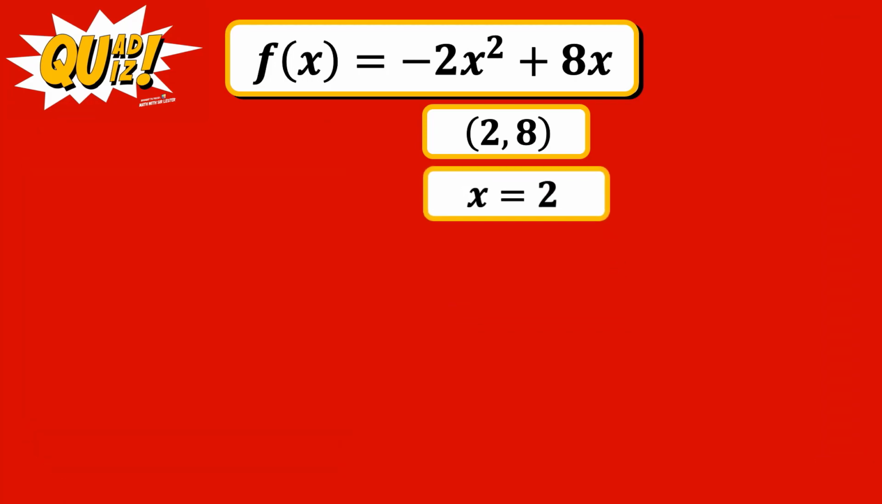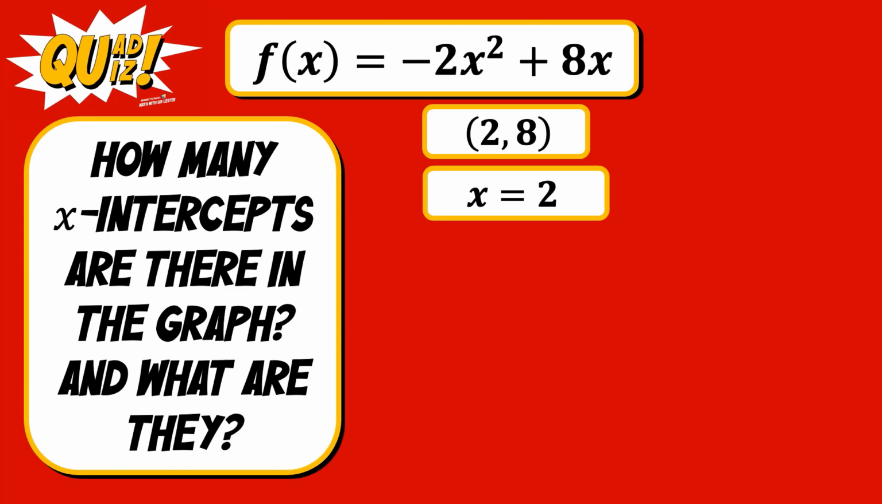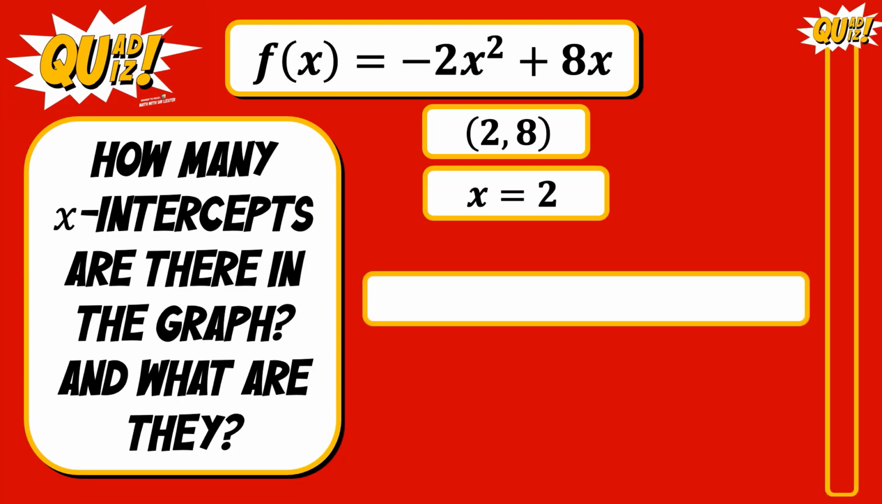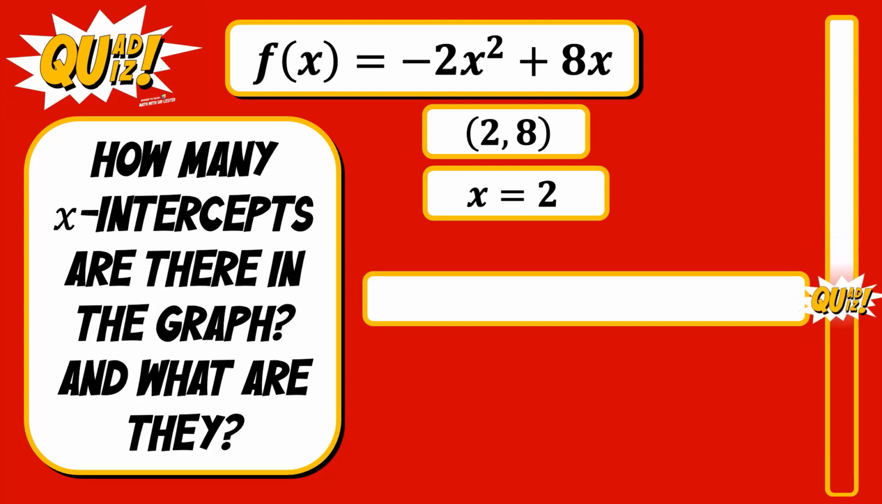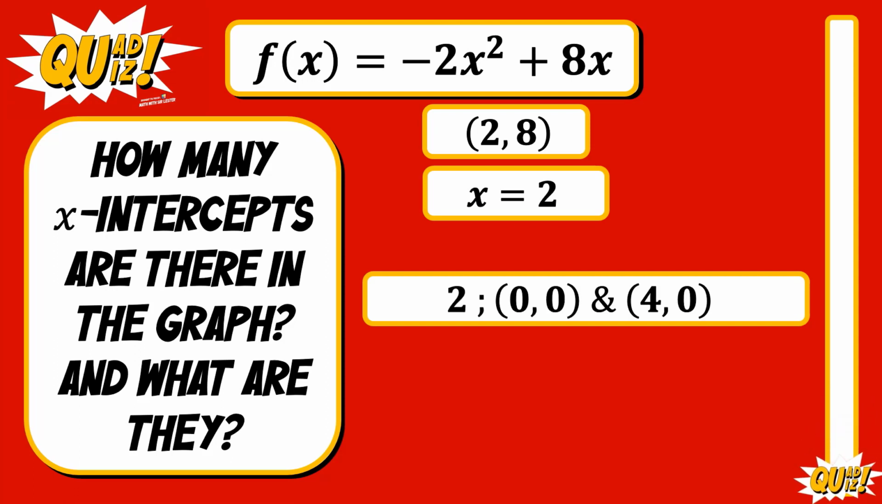And the third question, how many x-intercepts are there in the graph of the given function, and what are they? The correct answer, we have 2 intercepts at (0, 0) and (4, 0).